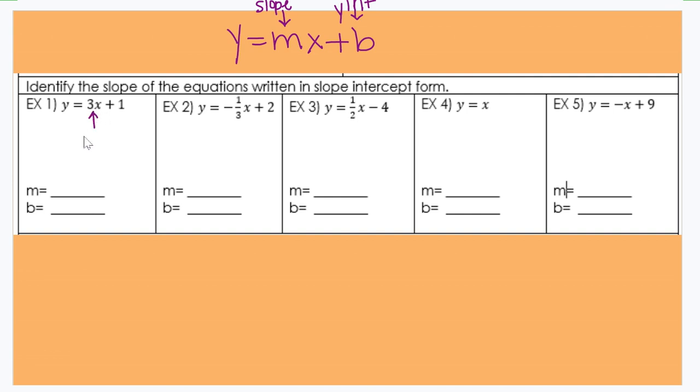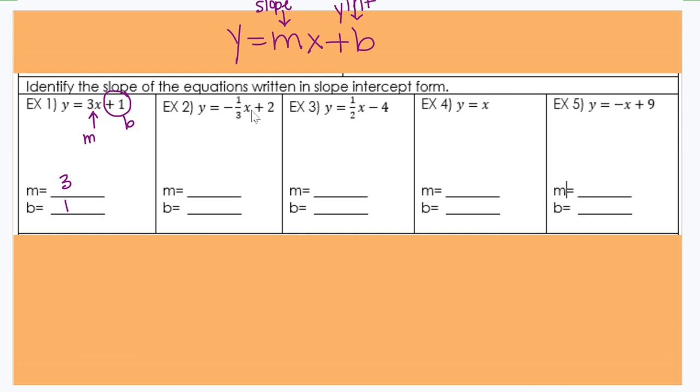The number in front of x is 3. That is our slope. And b, the constant after x, is a positive 1. Let's do the next one.